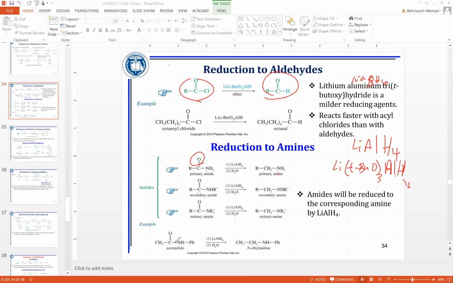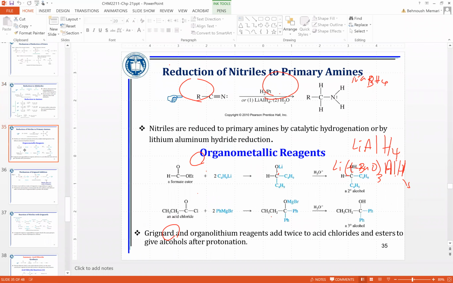This is an example of a secondary amide changing to secondary amine. Basically, you're removing this double bond O. So if the acid derivative contains nitrogen, the reduced product is amine. For everything else, it is going to be primary alcohol. Nitrile contains nitrogen, so the final product is going to be amine. So you're getting actually primary amine.